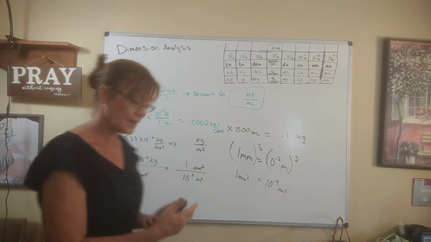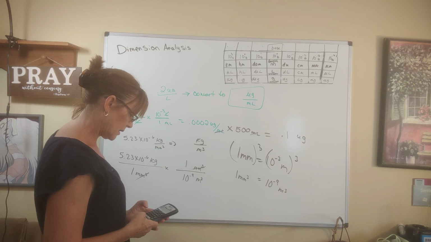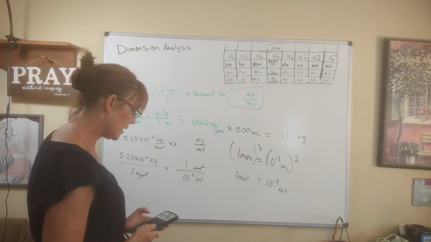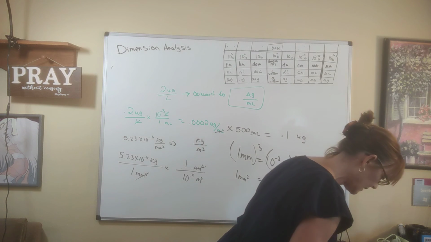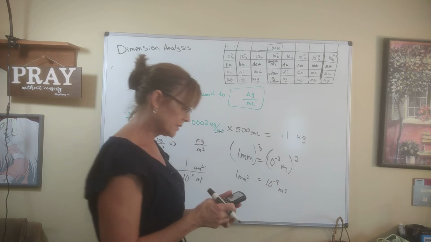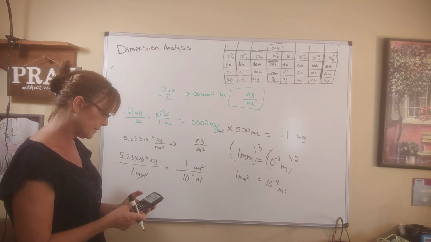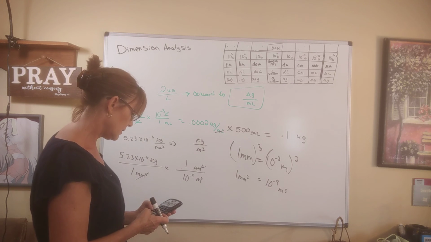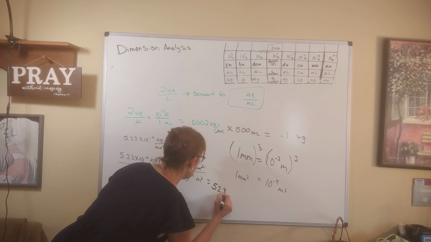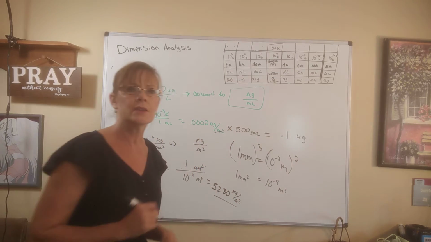5.23 EE negative 6, and then we're going to divide it by EE negative 9, and we get 5,260. Did I put in the wrong thing? Oh, I put in 5.26. That's why I got a 6 instead of 3. Let me go again. 5.23 EE negative 6 divided by EE negative 9, and I get 5,230 kilograms per cubic meter. And that's how you can convert something like that.